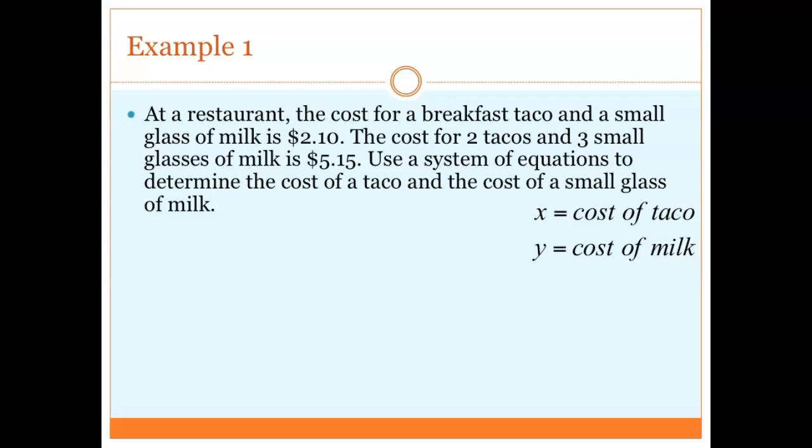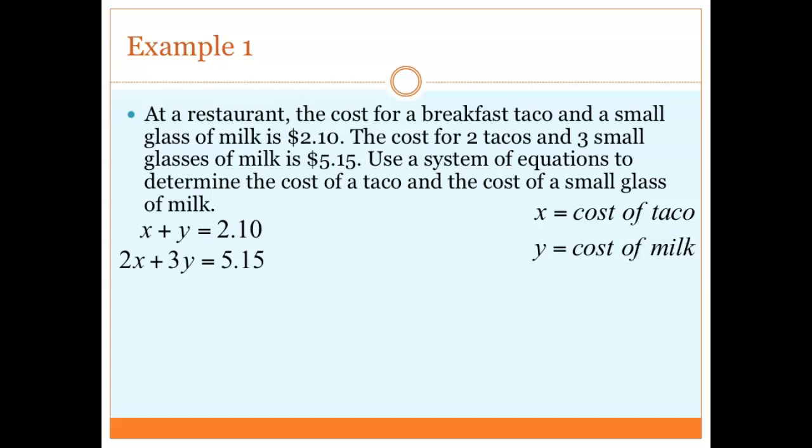So let's start by writing our two equations. We know that the cost for 1 breakfast taco and 1 small glass of milk is $2.10, so x plus y is equal to 2.10. Next, it says the cost for 2 tacos and 3 small glasses of milk is $5.15, so 2x plus 3y equals 5.15. Now, we can solve these two equations, and it looks like we could use substitution.